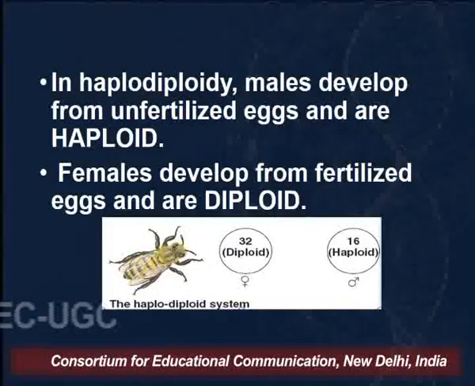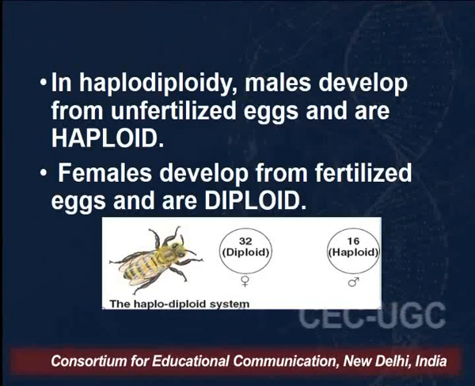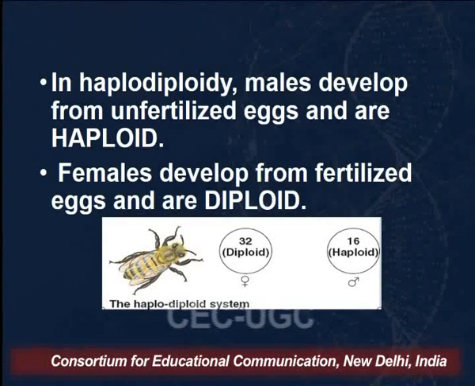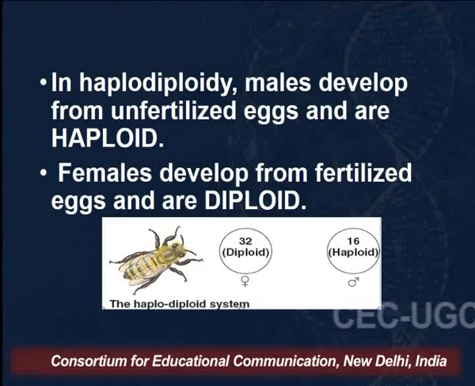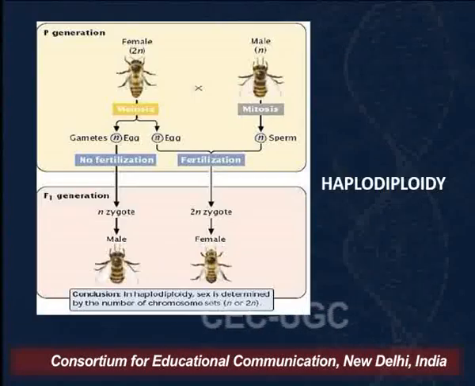And in contrast, the cells of the females will possess two sets of chromosomes because they are diploid, and one set naturally would be inherited from the mother and the other set from the father. On your screens you would find an example of a haplodiploidy system, where you find that the diploid number is 32, which is a female, and when the haploid number is 16, then it is a male. In other words, the males are always going to develop from unfertilized eggs, so they will be haploid.